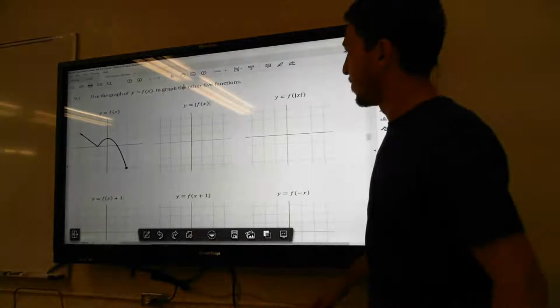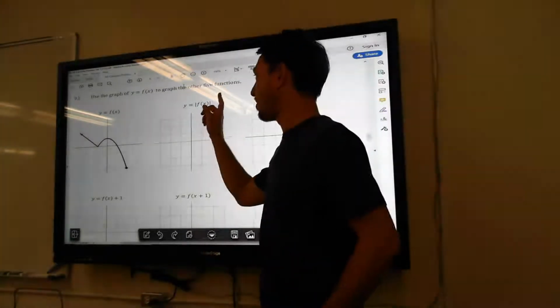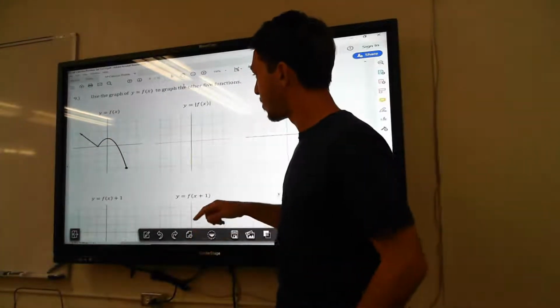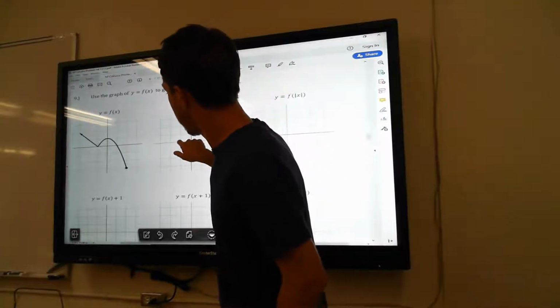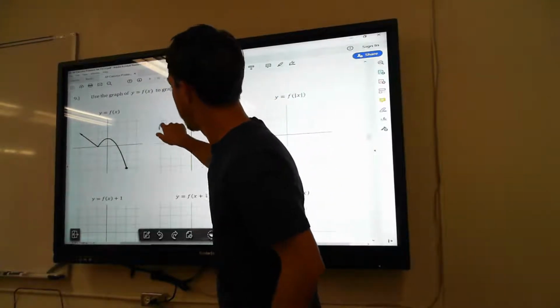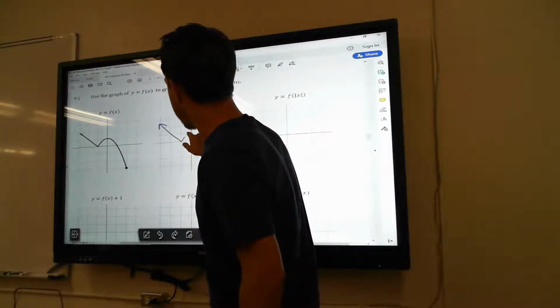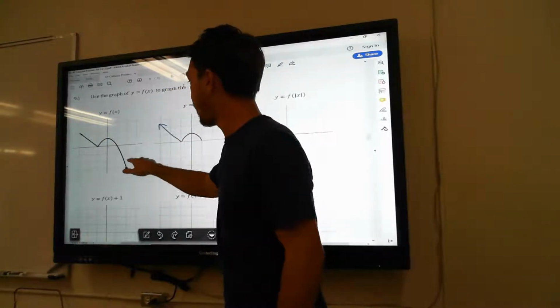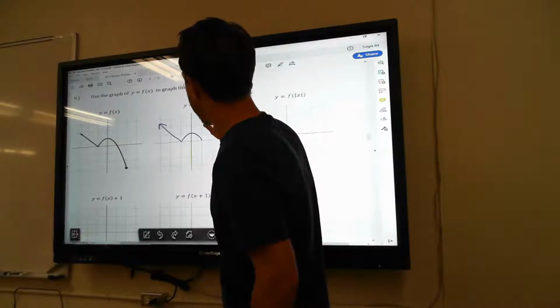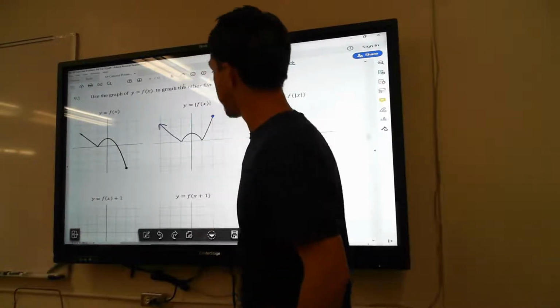Hopefully it's visible. So taking the absolute value of the function, what's going to happen? Any point that has a positive y value is unaffected, so these guys are unaffected. But any point that had a negative y value is now going to have a positive y value, so it's going to look something like that.